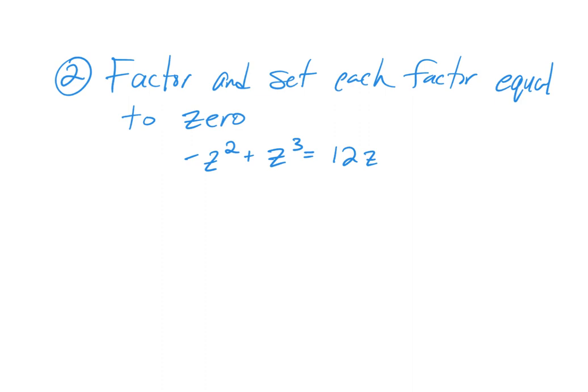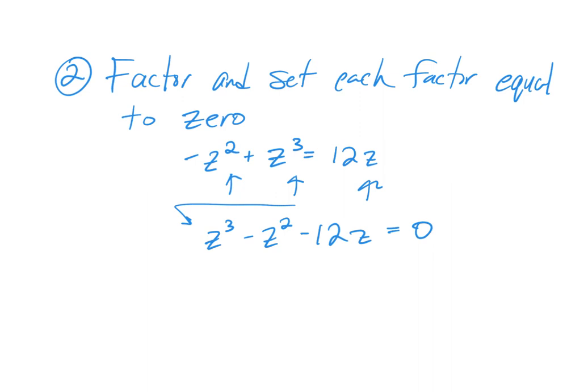For this equation, we have to write it in standard form. So the first thing that I'm going to do is I'm going to put all of my z's in order. So I have to move this z cubed over to the far left. So that's going to become z cubed. And then this negative z squared is going to be next. My 12z is going to move across the equal sign, making it negative 12z, and that leaves me with 0 on the left. Now my equation is written in standard form, and I'm ready to factor.